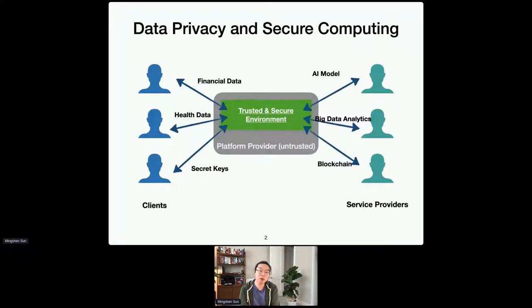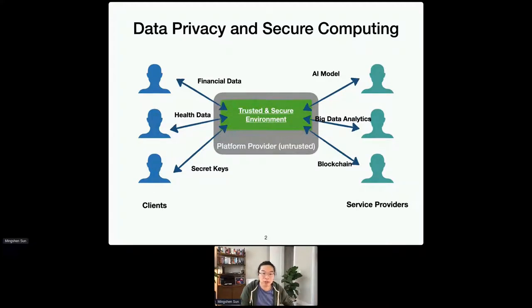Currently we are facing a big data era, and a lot of people and entities are involved in exchanging data, transferring data, and computing on data. Sometimes the data is personal sensitive information, so it's extremely unsafe to do computation on sensitive data on the cloud service provider without any protection.